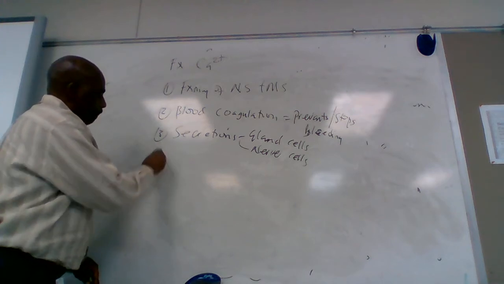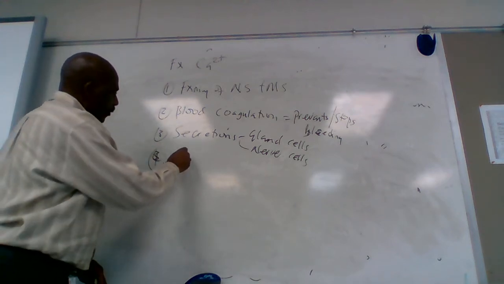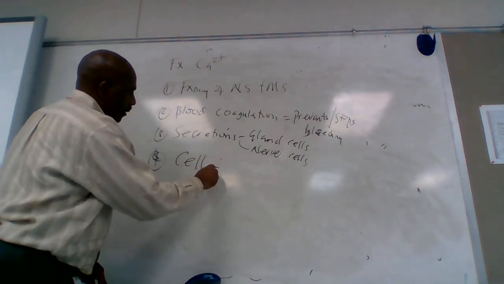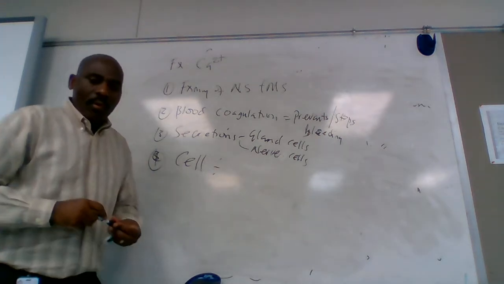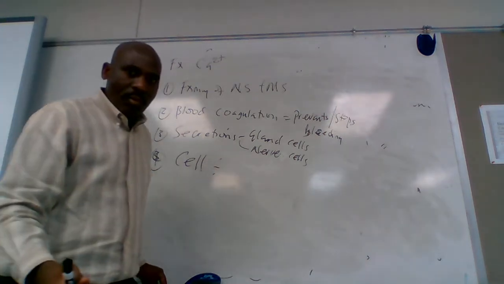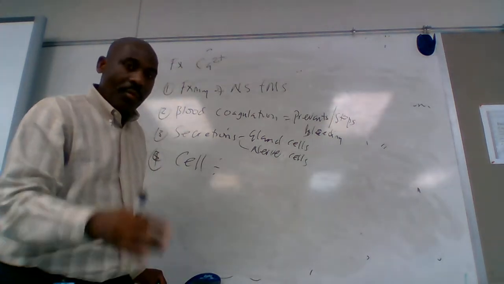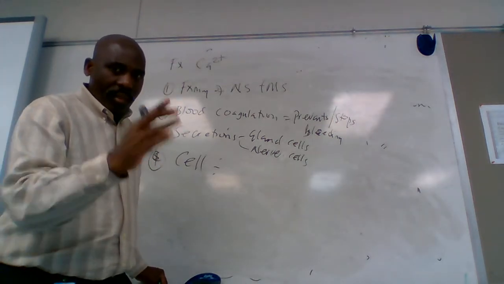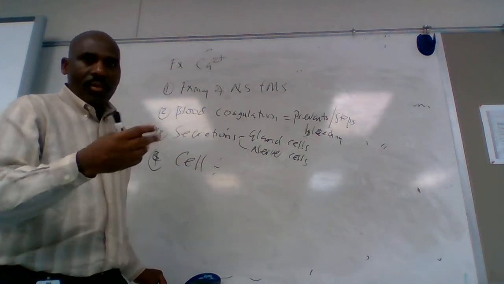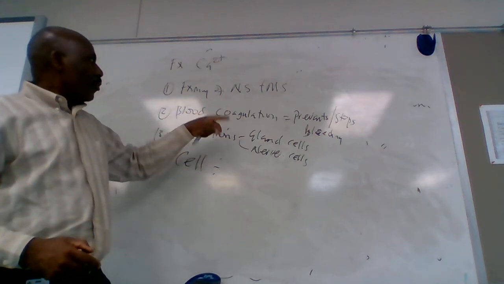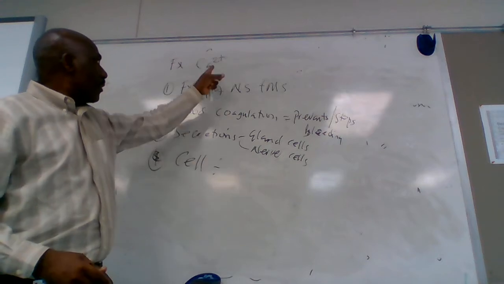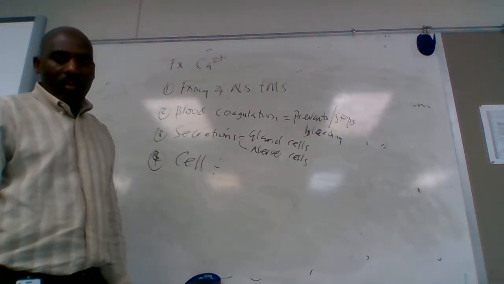Number four, cell division. By now, we already know that there are two types of cell division in the human body. We have mitotic cell division and we have meiotic cell division. And we know the functions of each of those types of cell division in the human body. But those cell divisions will not take place if calcium ions are not present.